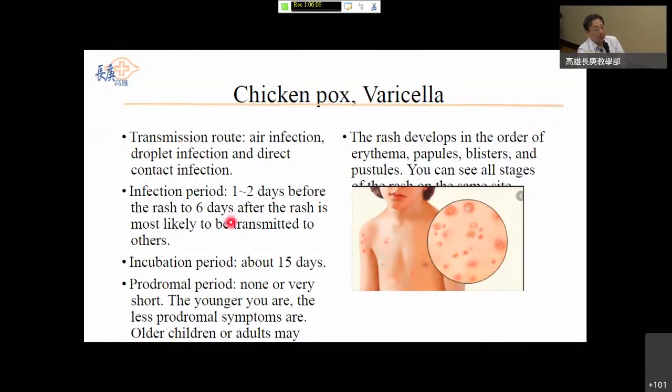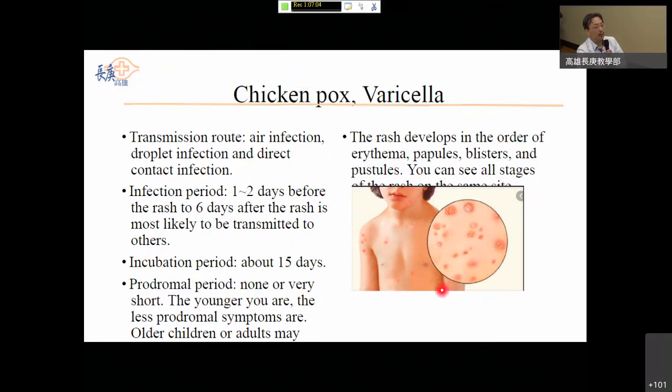So class, as you can see, it's 1 to 2 days before the rash appears and after the rash appears. So it's very difficult to prevent, okay? And the rash develops in the order of erythema, which is flat; papule, which is a little bit elevated; blister, which is a vesicle with some fluid inside; and pustule, which is a vesicle with purulent discharge inside, okay? You can see all stages of skin rashes in children with chickenpox, erythema, papule, blister, or pustule, okay?